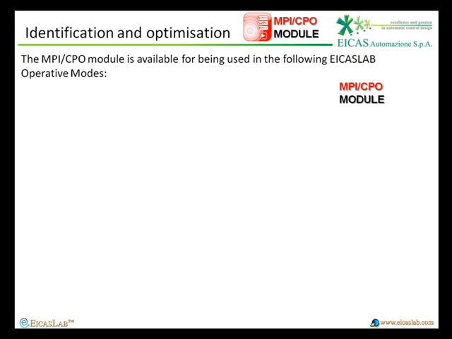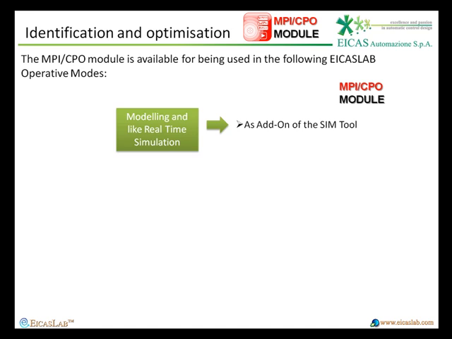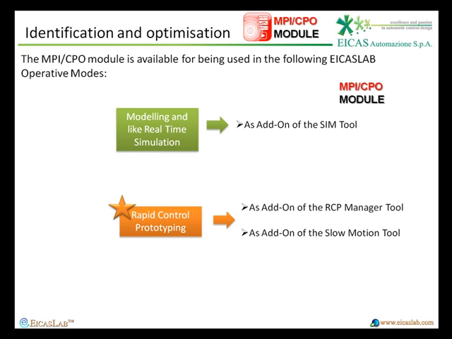Model parameter identification and control parameter optimization can be performed in modeling and lite real-time operative mode, where the process is performed in simulation through the SIM tool integrated with the MPI-CPO Manager tool, and in rapid control prototyping, where the process is performed during the real-time experimental trial through the RCP Manager tool integrated with the MPI-CPO Manager tool, or, again, in slow motion, where the model parameter identification is performed through the slow motion tool integrated with the MPI-CPO Manager tool by using the data recorded by the RCP Manager tool during the real-time experimental trial.